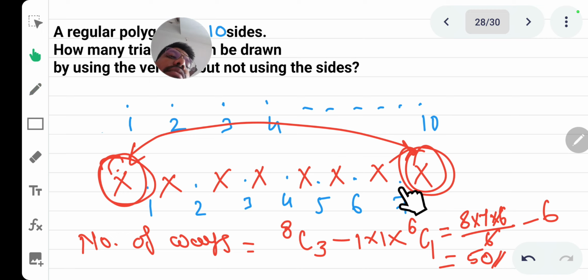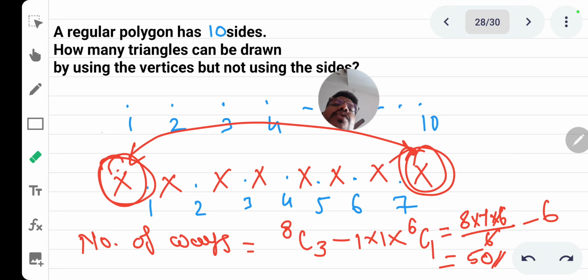What did we do? We had 7 points and then 8 gaps. Out of those 8 gaps we selected 3 gaps which were non-consecutive, but that will again be converted into a closed figure, so the leftmost and rightmost gap will coincide, so selection of that is one way. And out of the remaining 6 gaps we selected 1, so total was 8C3 and wrong was 1 into 1 into 6 into 1. Total minus wrong, we get the right answer, which is 8C3, nothing but 56 minus 6, 50 ways.